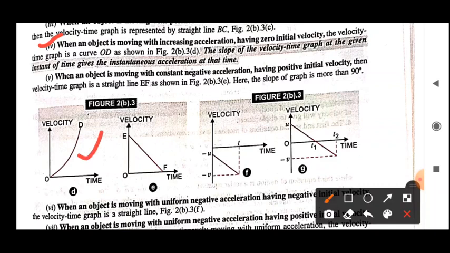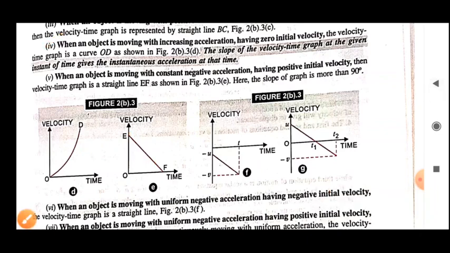For the fifth one, the object is moving with constant negative acceleration, now having positive initial velocity. If the initial velocity is positive, you will see OE is positive. So our motion starts from E, but it decreases continuously with time, and ultimately at F it becomes 0. If you find the slope here, that slope will be negative.